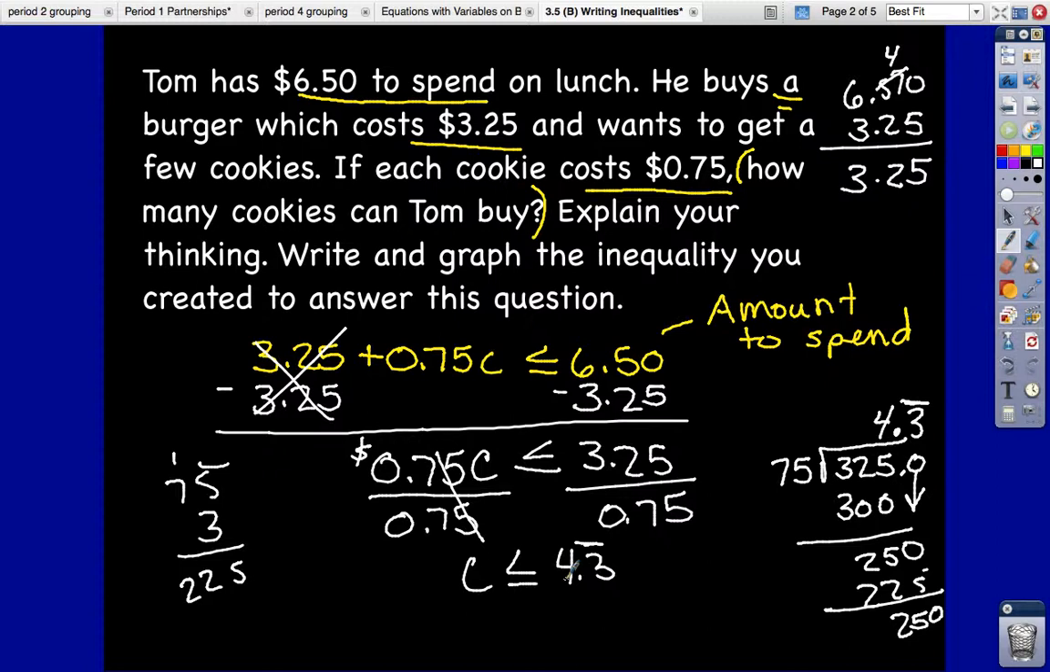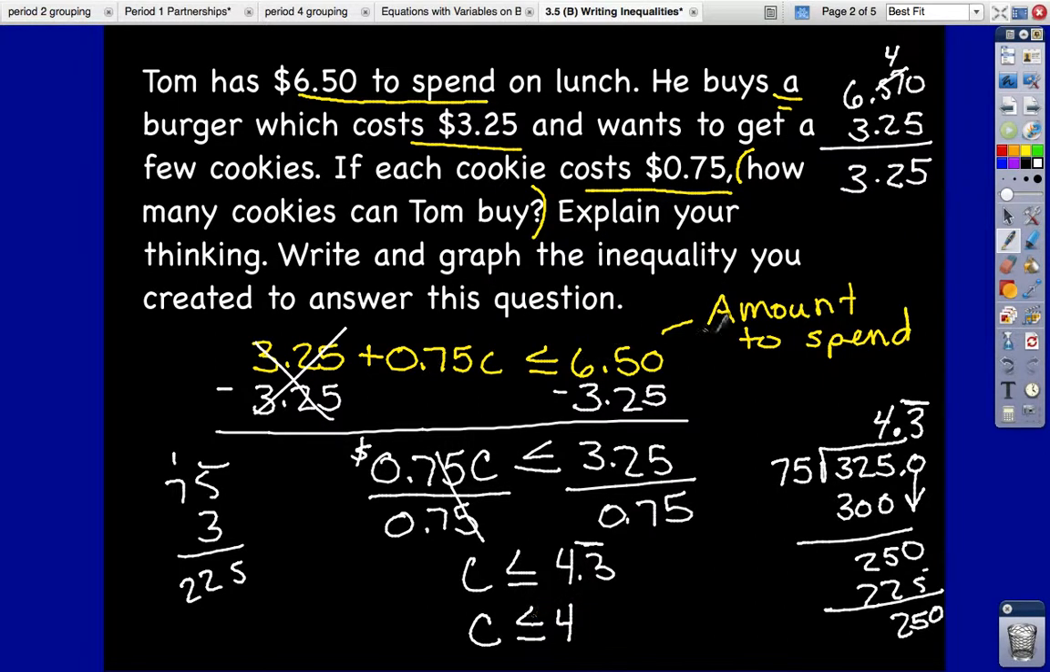And then I would say, you can't buy part of a cookie, so because of that, Tom can only buy up to 4 cookies. That would be a great explanation. And then I would actually graph this inequality. Now, you could graph this inequality as C is less than or equal to 4.3, or you could graph it as C is less than or equal to 4, because you may want to round to the nearest whole.